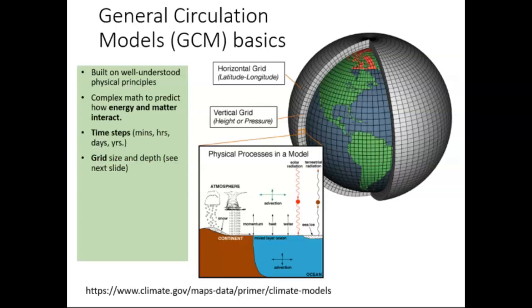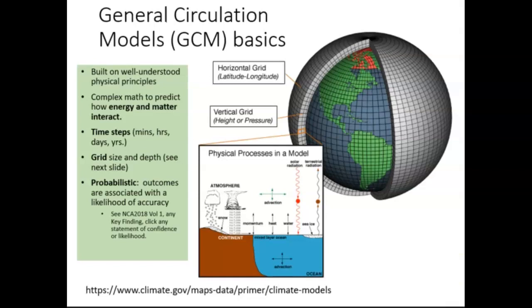GCMs are also spatial models because they predict conditions on all areas of the planet. Grid size is very important. The smaller the grid cell, the more precise the prediction for a given location. GCMs are also probabilistic, meaning that the predicted outcomes from the model are associated with a % likelihood of being right. This is a measure of how accurate we think the model is. In general, the better the data that go into a model, the more accurate the model will be.